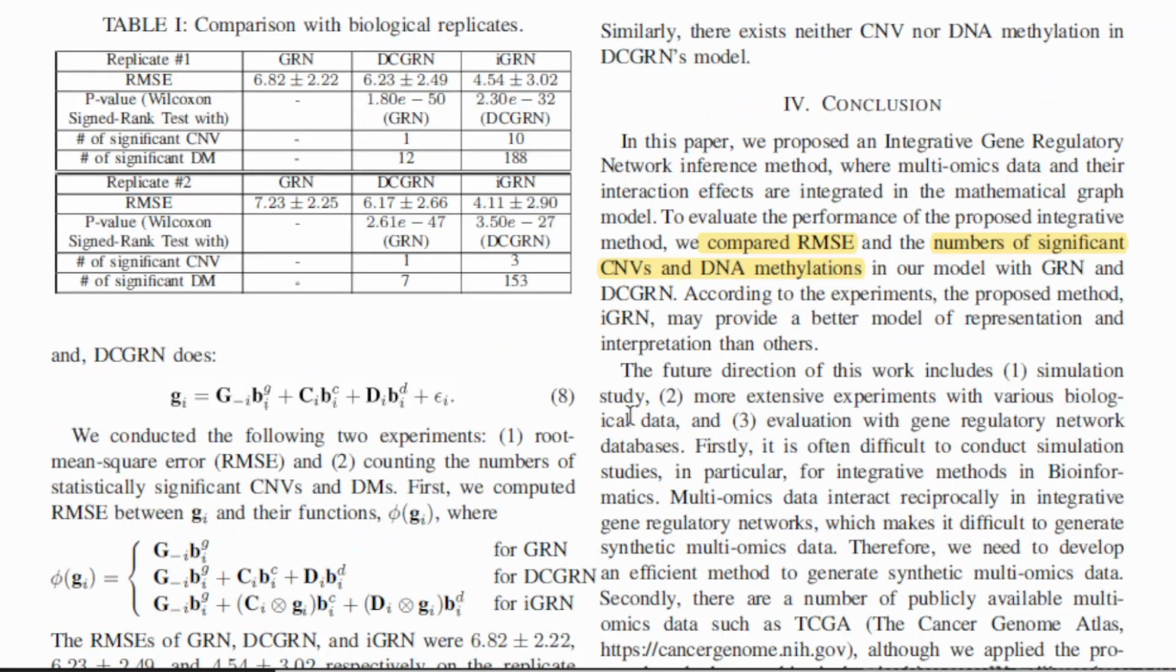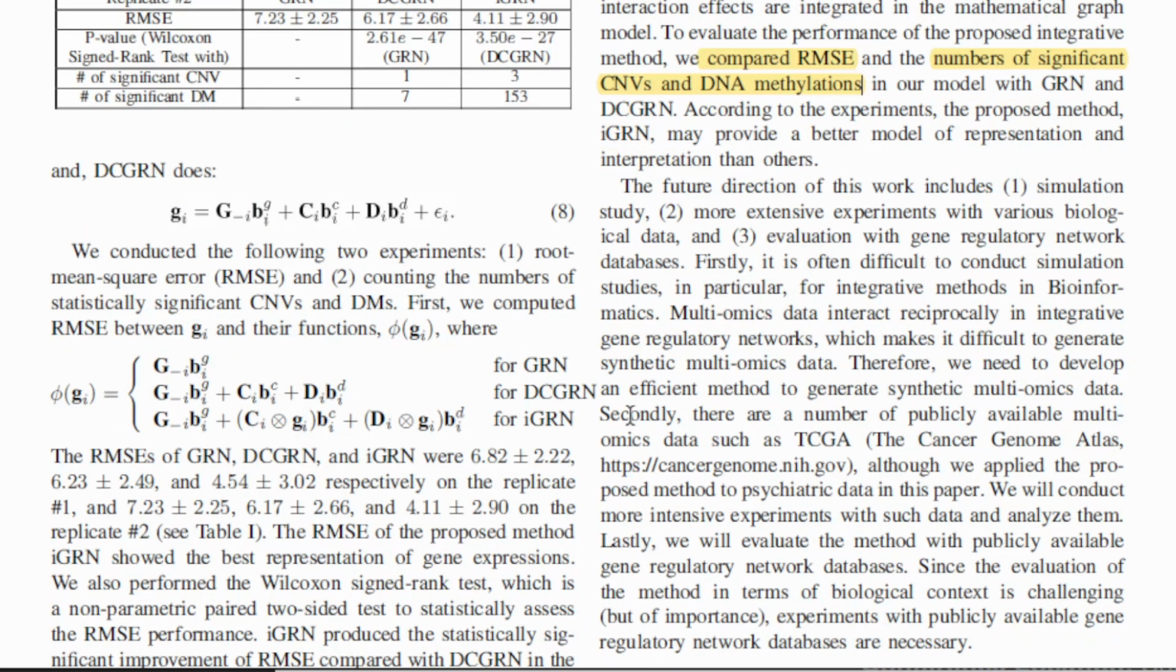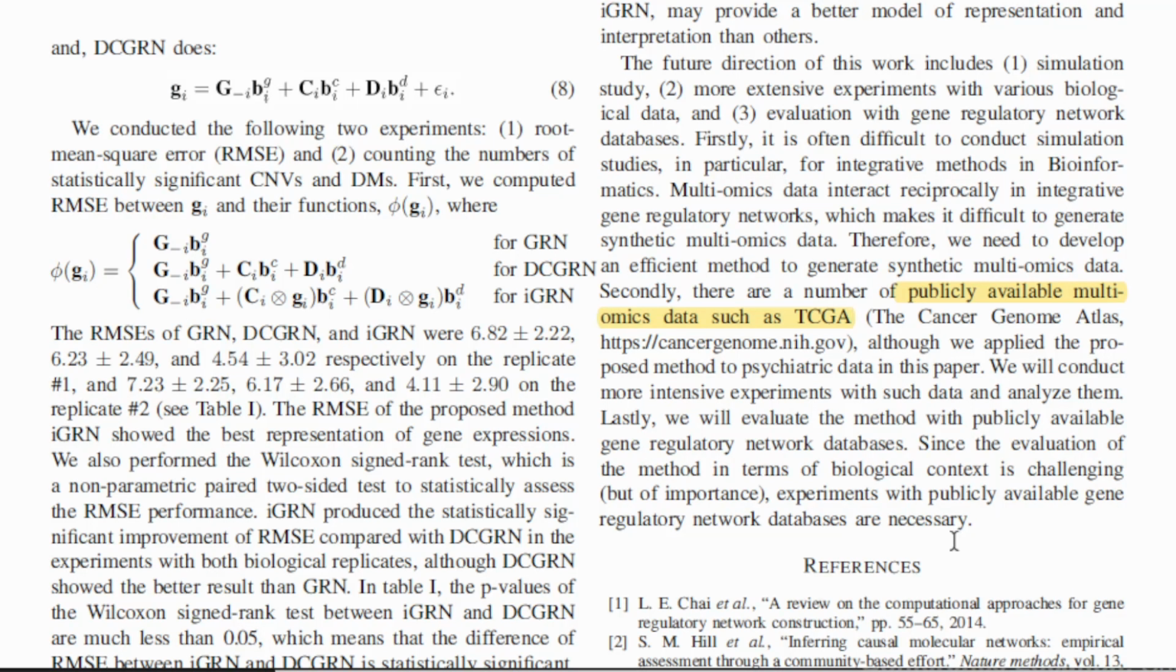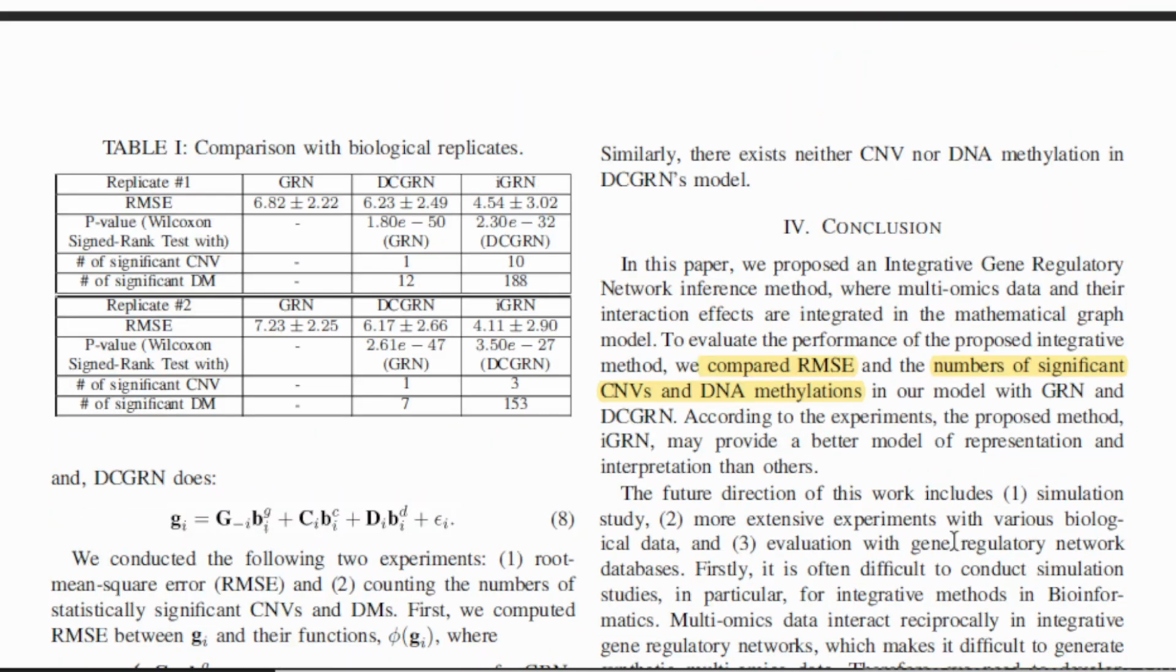Secondly, there are a number of publicly available multi-omics data such as TCGA, the Cancer Genome Atlas, https://cancergenome.nih.gov, although we applied the proposed method to psychiatric data in this paper. We will conduct more intensive experiments with such data and analyze them. The RMSEs of GRN, DCGRN, and iGRN were 6.82 plus or minus 2.22, 6.23 plus or minus 2.49, and 4.54 plus or minus 3.02 respectively on replicate number 1, and 7.23 plus or minus 2.25, 6.17 plus or minus 2.66, and 4.11 plus or minus 2.90 on replicate number 2.